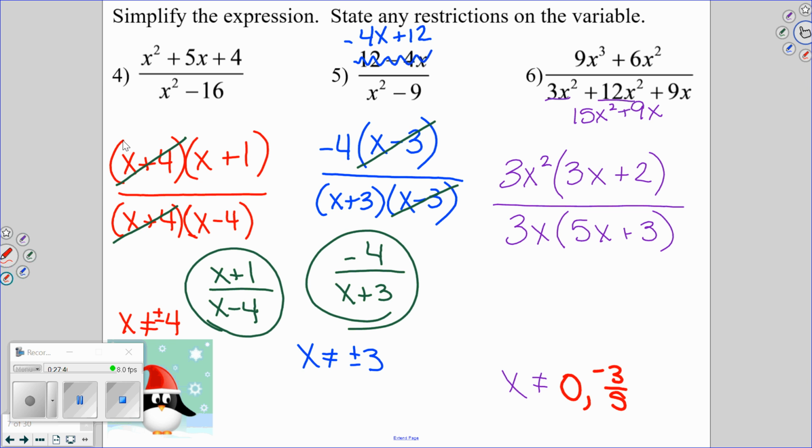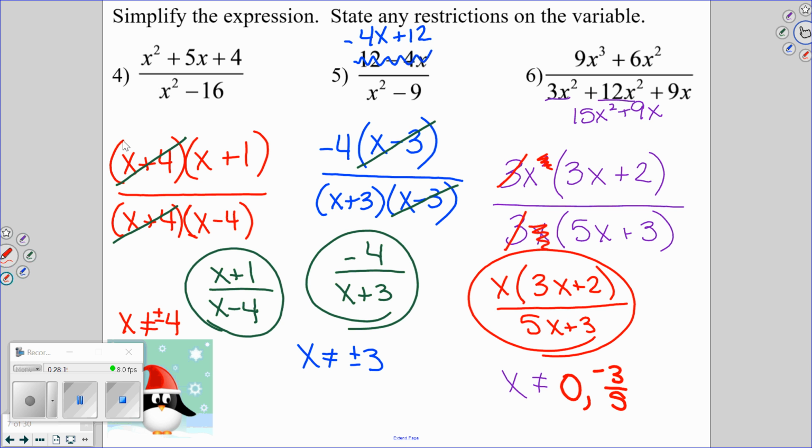All right. Does anything cancel? Very nice. See the 3x and 3x squared out here? Those are not connected by plus or minus. If they're not connected with a plus or minus, you can piece them out. So the 3's will cancel. And I can cancel one of the x's, so you'd still have one up top. So I have x, and then 3x plus 2 over 5x plus 3. And I am done there.